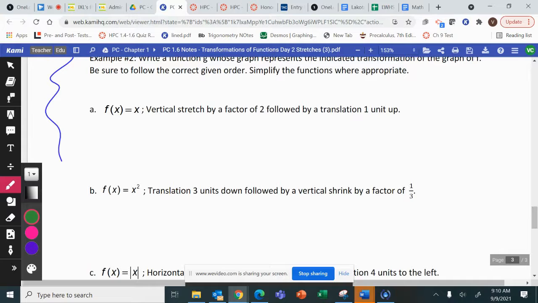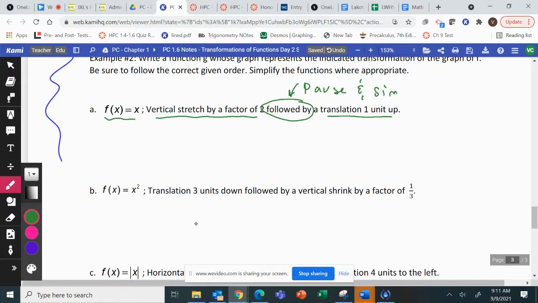So you're going to be given an original function. So here's an original function: f of x equals x. And then we have a vertical stretch by a factor of 2, followed by a translation 1 unit up. So if there's multiple things happening here, this "followed by" here is going to be like a pause and simplify.